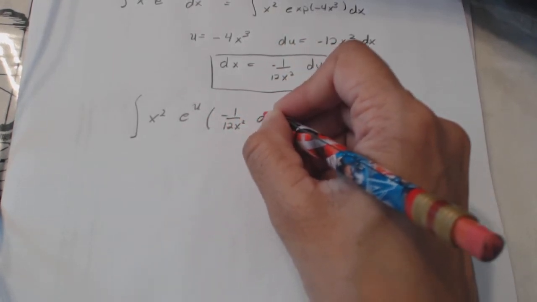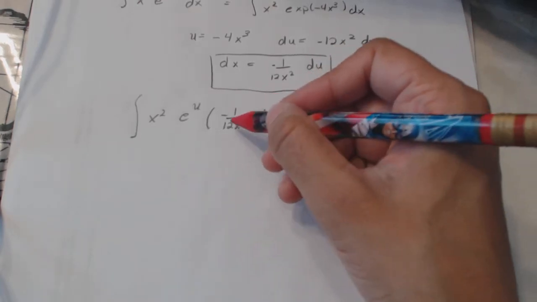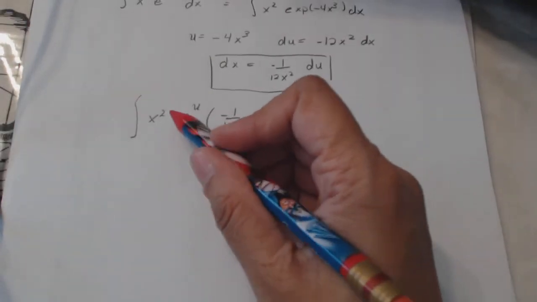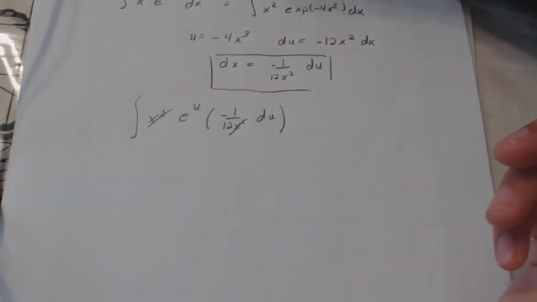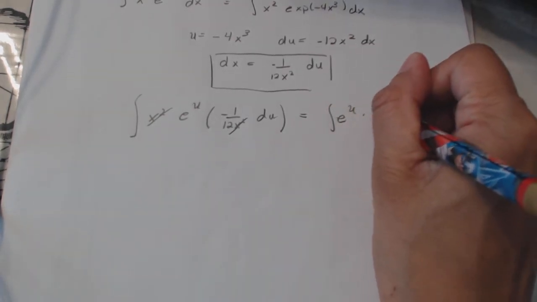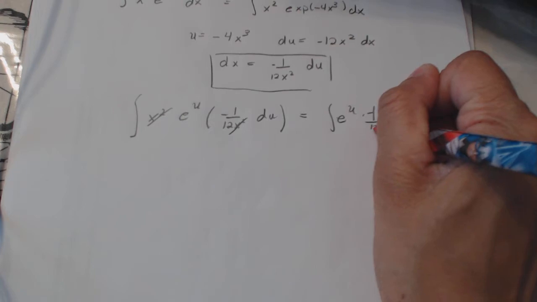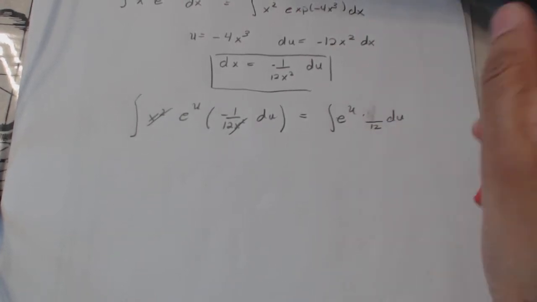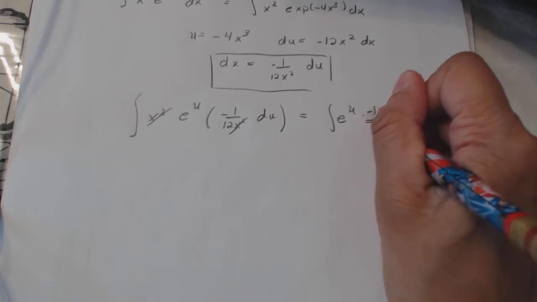This is a little bit different than what we did in class because we don't have a constant here. We actually have an x still. However, what you'll notice is that the x's will cancel here. The x squareds cancel, and I'm left with e to the u times minus 1/12 du. It's not really nicely written, so I can just erase it here.